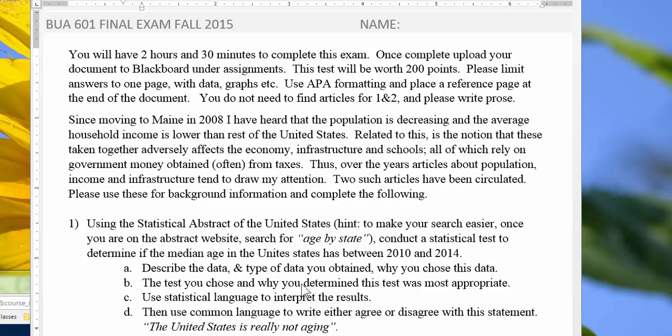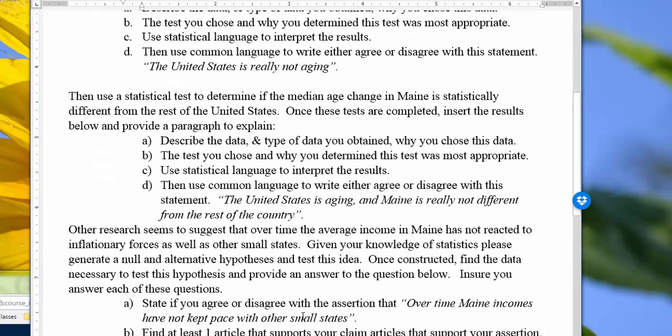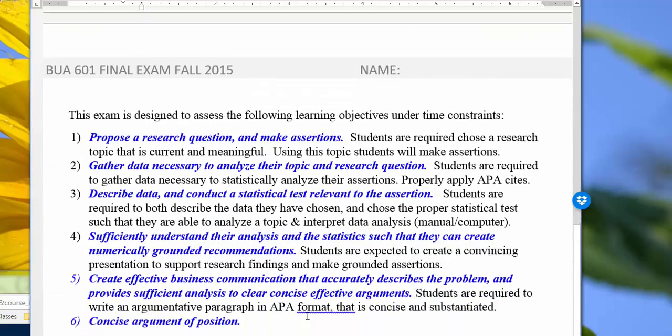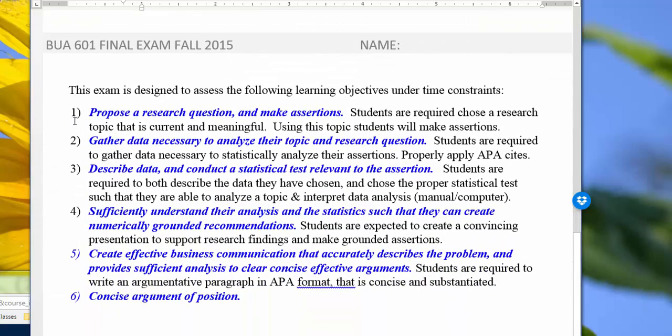Like, did you find the results you wanted to, or did you not? And I also gave you this, which I will give you again. So this is the same exact format that you are using for your project. You're going to propose a research question, gather the data, describe the data, do some sort of an analysis, and then create some effective business communication that succinctly provides a concise argument.